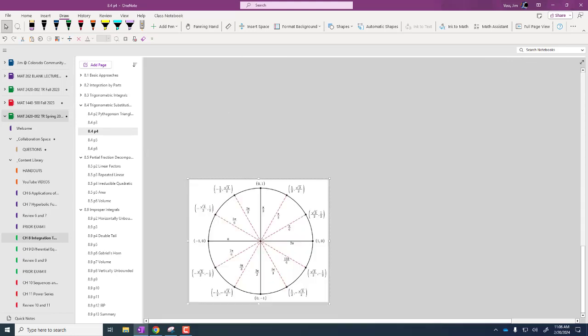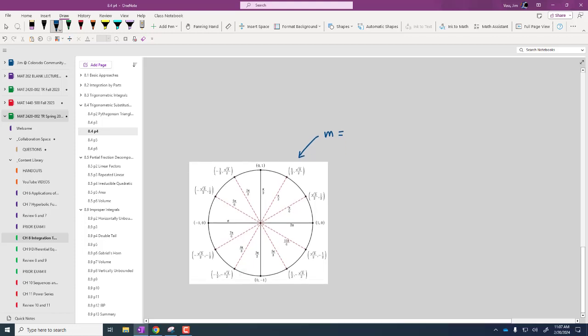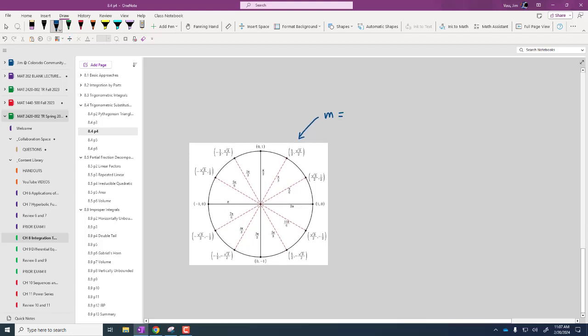Slope is tangent. Tangent is rise over run. It's y over x. If you're dealing with terminal rays that go through the origin, slope and tangent are the same. When you look at the slope right here, I think of that as this on the 12 sector circle.